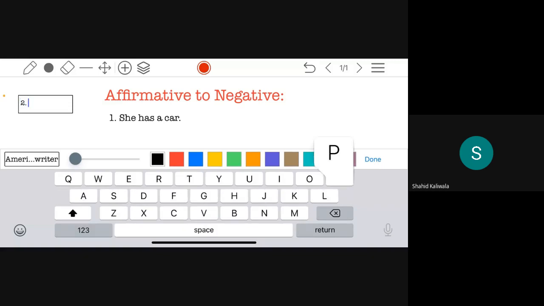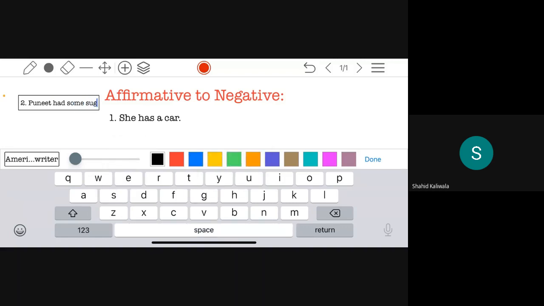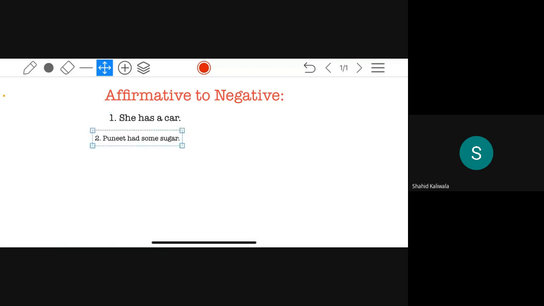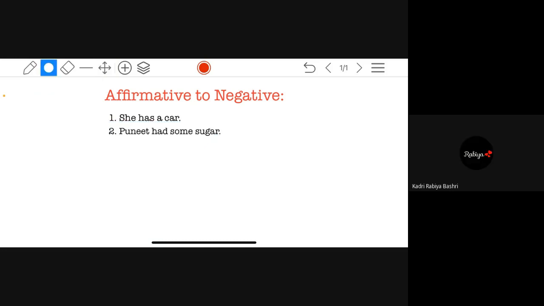Then, Puneet had some sugar. Can you change it to negative? Puneet don't have sugar. Puneet had no sugar. Don't have. Yes, correct. So we can use no by adding no, as the answer was given. Puneet had no sugar. She has no car. Puneet had no sugar. So this is also one rule.